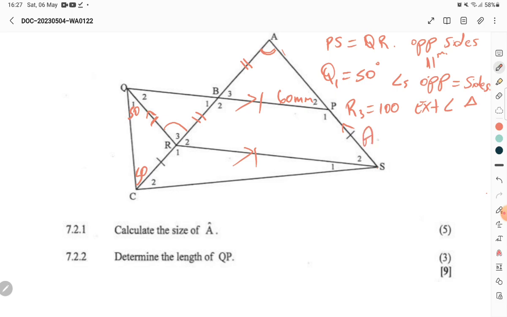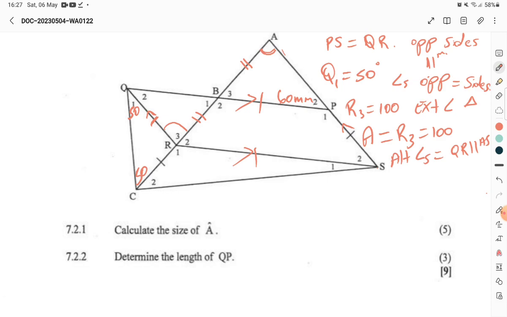So that will make A, in general, equal to R3. They are both equal to 100. Reason: these are the alternate angles. We have alternate angles equal to each other because they are lines that are parallel to each other. So we have this information and we managed to find the numerical value of A.